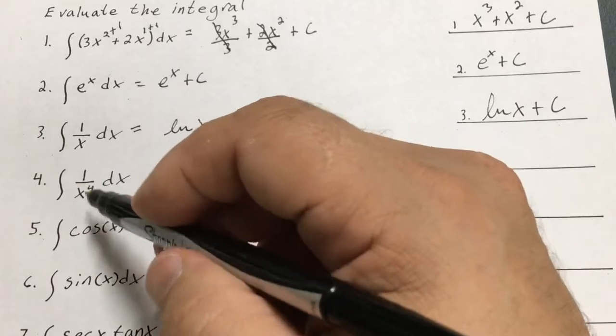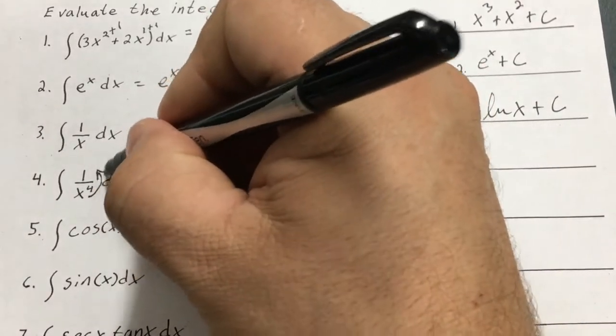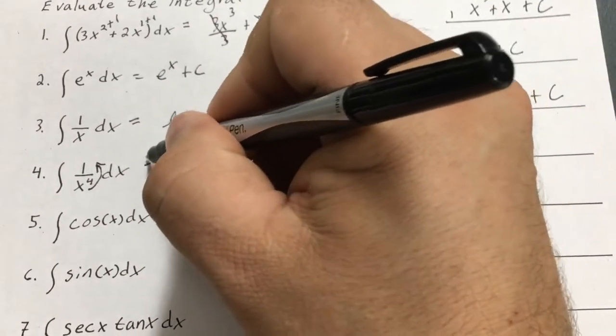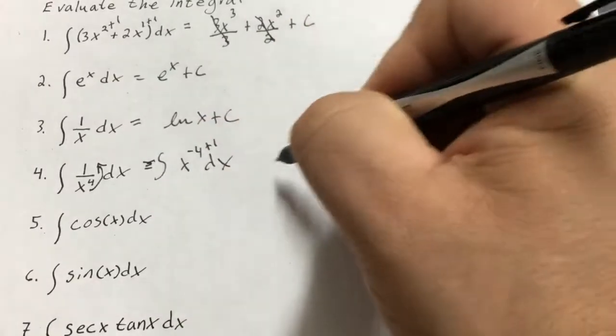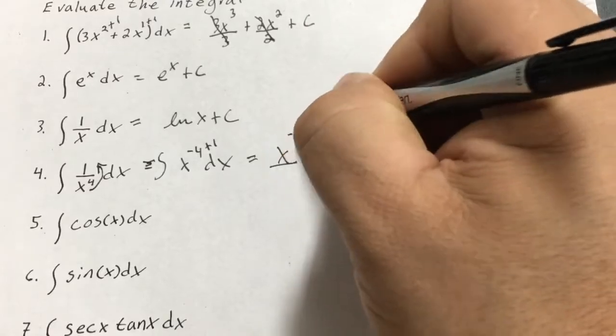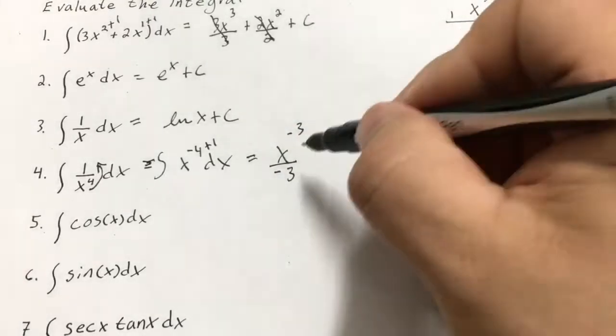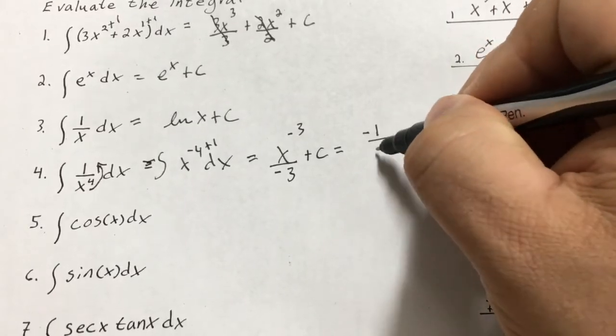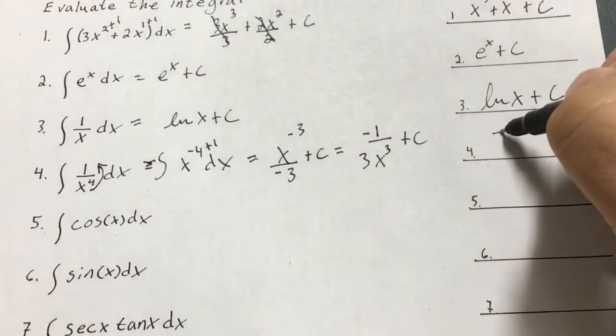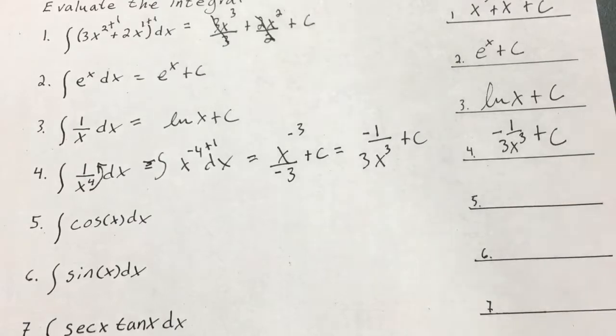This one you're going to do a little house party with and bring that exponent upstairs so I can implement the backward power rule. So that's going to give me equals the integral of x to the negative fourth dx. Now I'm going to add 1 to the exponent, and that's going to give me x to the negative third. Then you divide by that exponent, negative 3. I should have put plus c. We're going to rewrite it, and that's going to equal negative 1 over 3x cubed plus c.